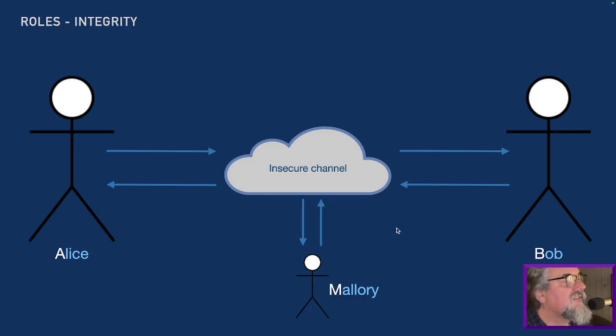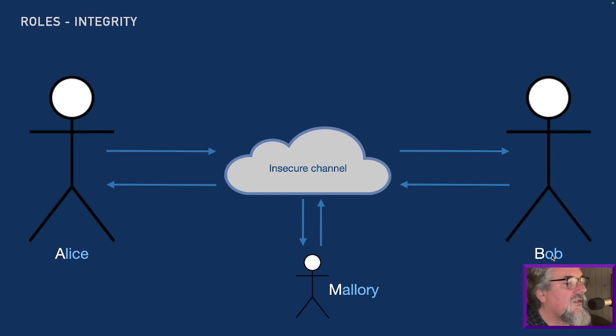And integrity is similar but different. So here, instead of Eve, we have Mallory, and M, you can think of, stands for modifying. So instead of just listening on the traffic of the insecure channel between Alice and Bob, Mallory can listen and also modify the information before it's sent on. So if Alice sends the message to Bob, Mallory can listen to the traffic, stop the traffic, and change some bits, and then send it on to Bob.